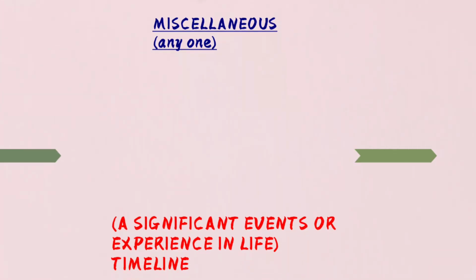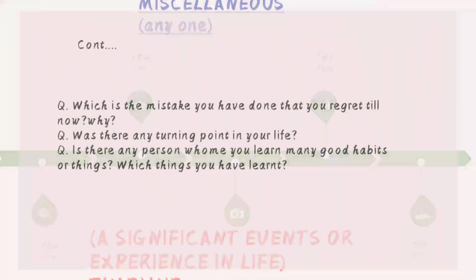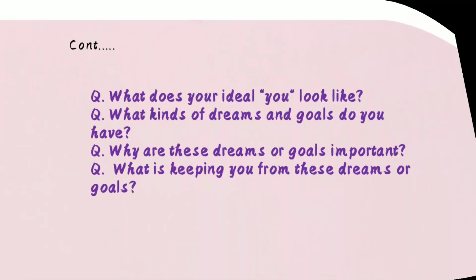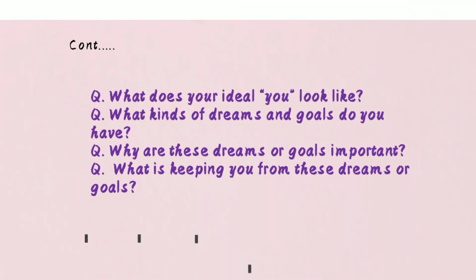Then the next thing in the miscellaneous activity: there are a few more questions. What does your ideal you look like? Means whatever ideal we have, what we think about how it should be, and how it looks like.